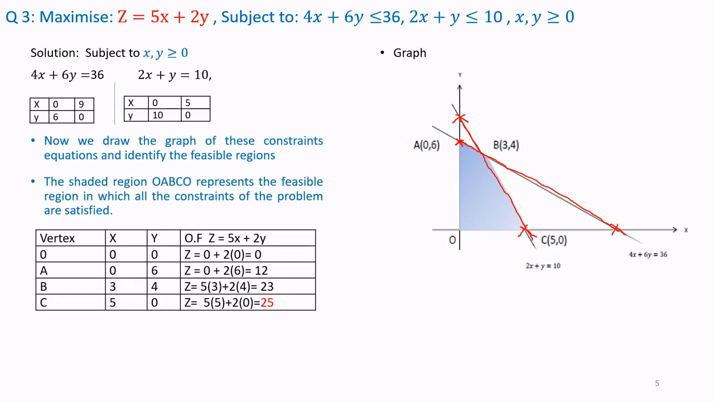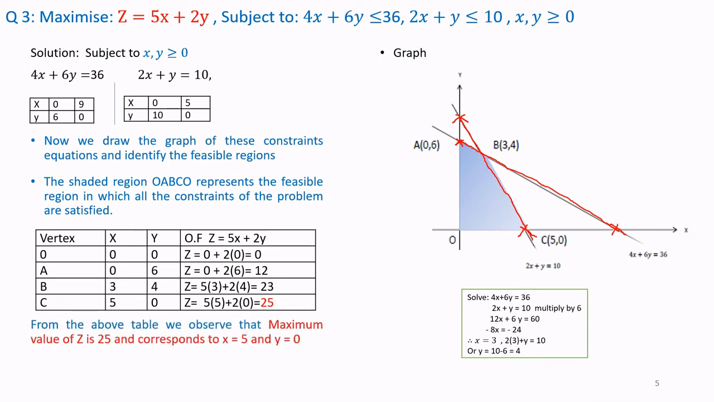to 25. So if you compare the values in this fourth column, that is, 0, 12, 23 and 25, 25 is the maximum. And the corresponding point for this value 25 is x equals 5 and y equals 0. The maximum value of z is 25 and the corresponding values are 5 and 0.